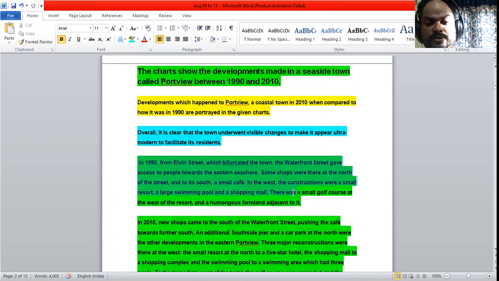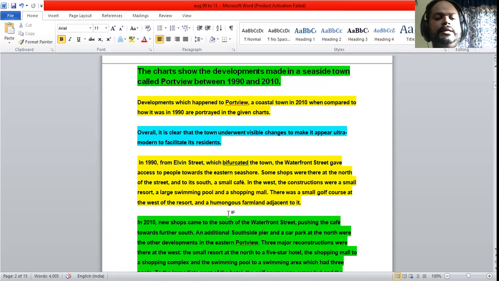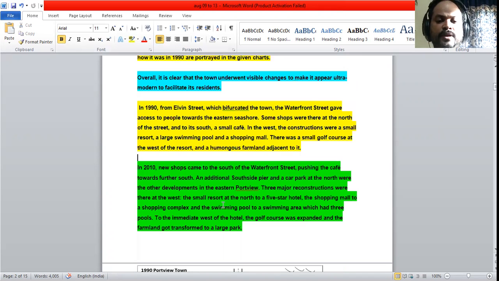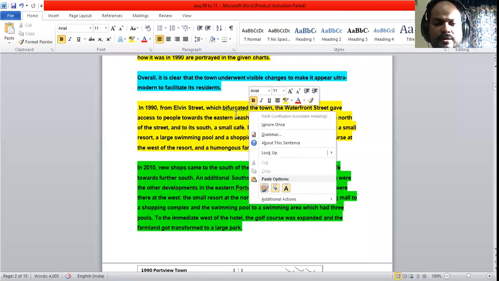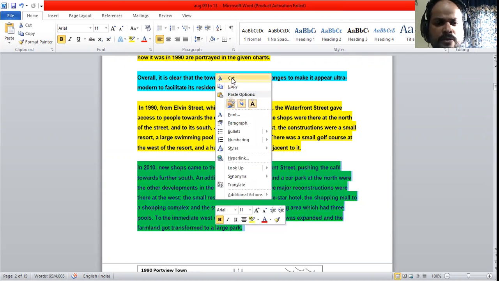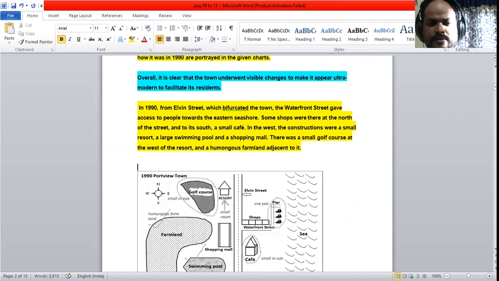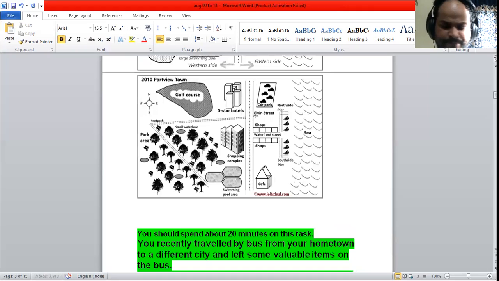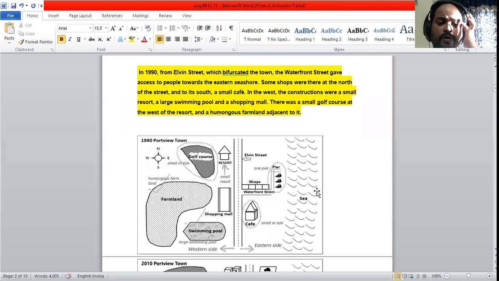And in 1990, how it was. In 1990, from Elvin Street, which bifurcated the town, I'll be having some grammar there. Let's look into it later. Elvin Street separated the town into two. From Elvin Street, I make this thing. I'll keep it here. So in 1990, from Elvin Street, which bifurcated the town, the Waterfront Street gave access to people towards the eastern seashore.